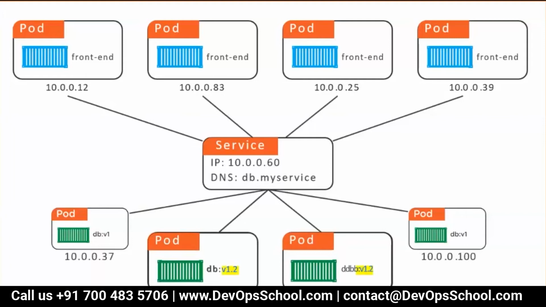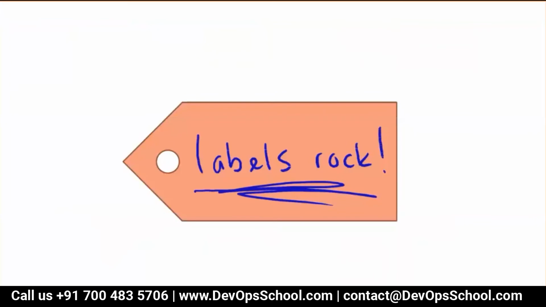But it may be a situation where you have an older version and also a newer version. So how do we tell the service that okay, don't load balance v1, load balance 1.2 itself, or v1 itself? So how can we do this? And that is done by label actually.